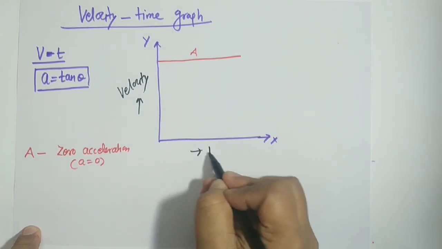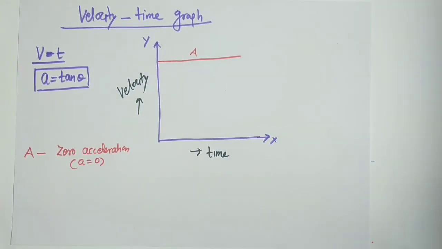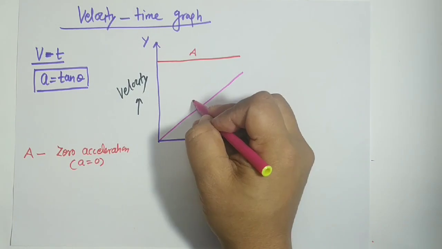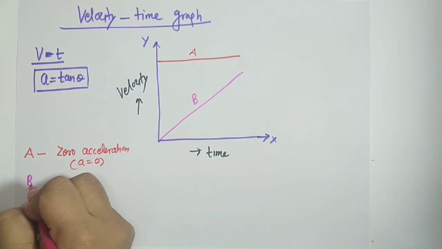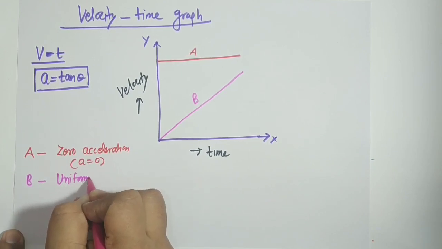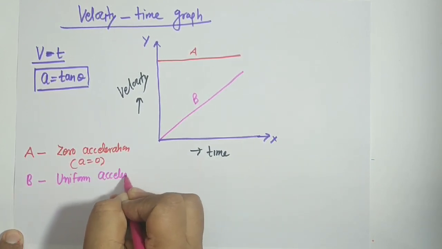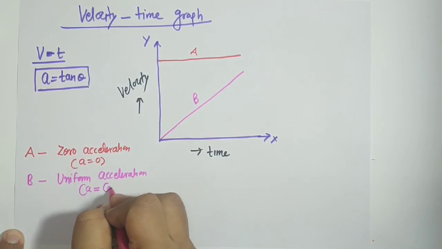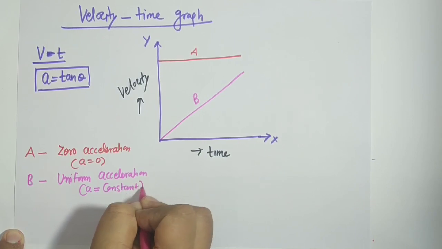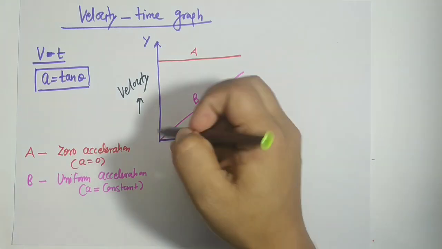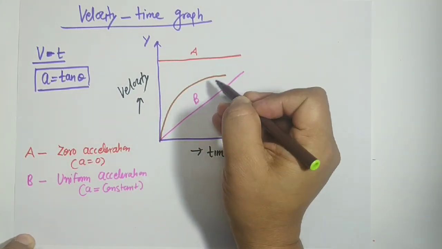Are you getting it? Now the next one, if I ask you what this graph represents, I think all of you know this is B, say, and B represents uniform acceleration, constant acceleration. Are you getting it? It's a constant acceleration. A is constant in this case.